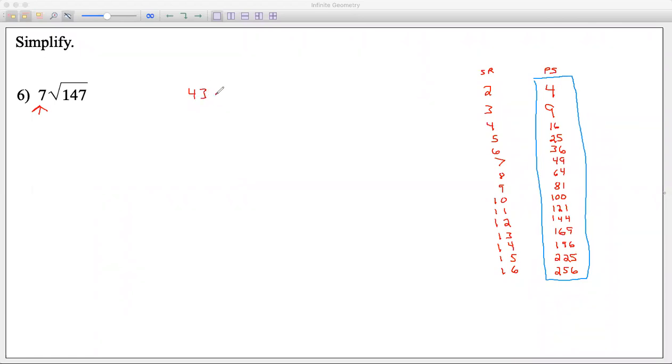times, why did I write 43? 49 times 3. 3 times 9, 27, carry your 2. 3 times 4 is 12, plus 2 is 14. Yeah, that works. But remember, there's that 7 right there that's still on the outside. I wish they would have made that an 8 or something like that.